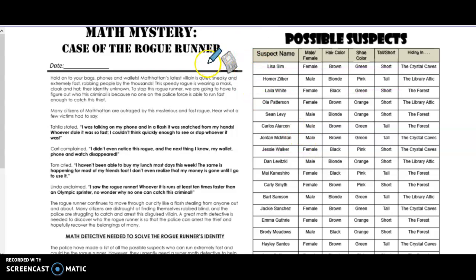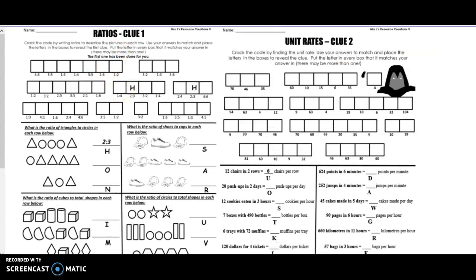But go step by step. Do clue 1 first, then you can get rid of some of your suspects. Then do clue 2, get rid of more of your suspects. Now, let's look at a couple of the problems. Clue 1. It says crack the code by writing ratios to describe the pictures in each row. Use your answers to match and place the letters in the boxes to reveal your first clue. Put the letters in every box that matches your answer. Now, the first one's done for you.